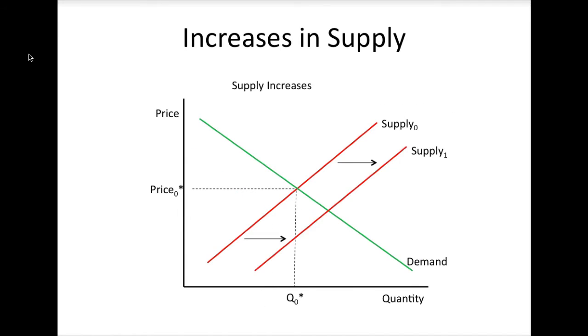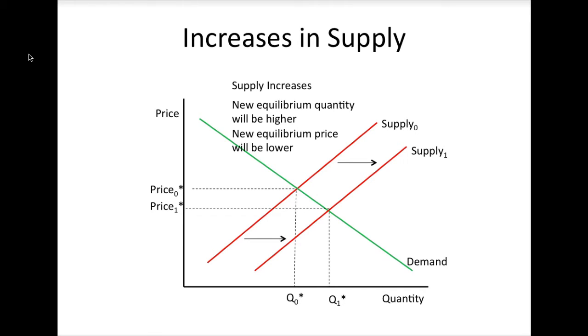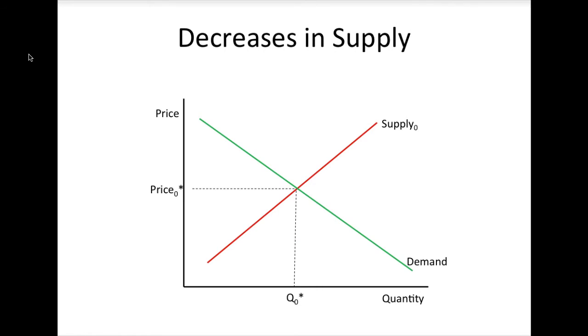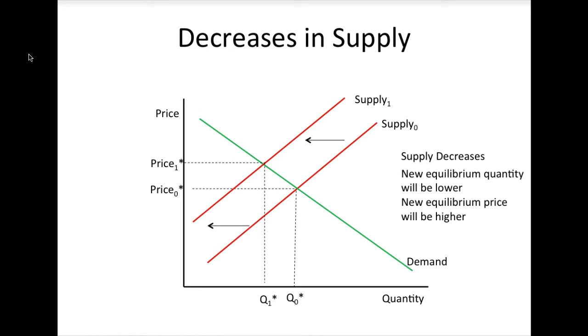If supply increases, say because more firms enter the market, then the supply curve will shift to the right. In this case, the new equilibrium quantity will be higher and the equilibrium price will be lower. Finally, if supply decreases, for example because the price of an input rises, then the supply curve will shift to the left. At the new equilibrium, the quantity will be lower and the price will be higher.